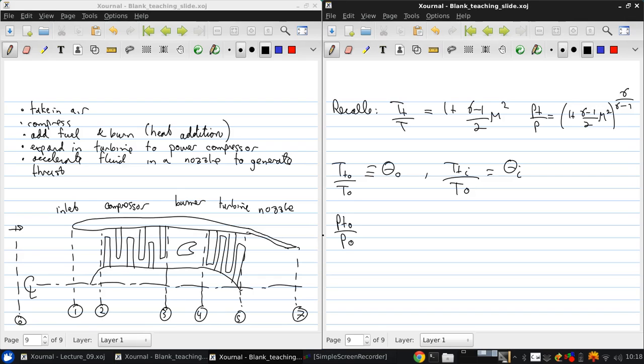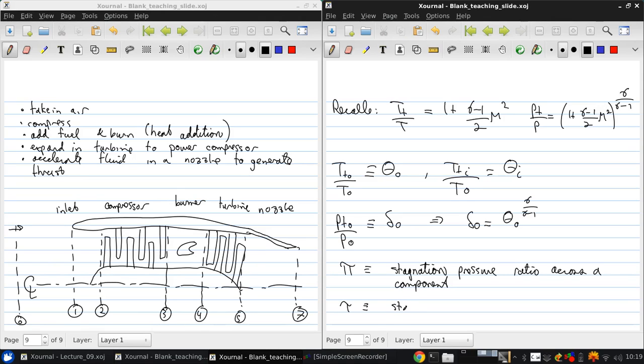Then we'll do the same thing with pressure and use delta for that. So that delta naught is theta naught to the gamma over gamma minus 1. Typically, we'll work with stagnation pressure and stagnation temperature because, one, they're easier to measure, and two, we don't have to track kinetic energy changes through the engine. We use pi as a symbol for the stagnation pressure ratio across a component of the engine, and tau as the stagnation temperature ratio across the component.